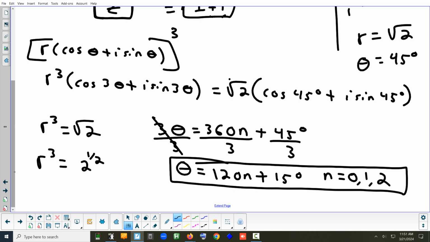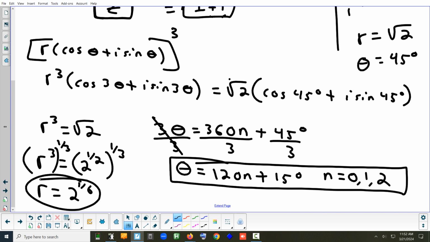If you want to get rid of this 3, what power could you raise each side to do that? Yeah, you could raise each side to the 1/3 power. Because when you have a power to a power, what do you do with the 2 numbers? Multiply. What's 3 times 1/3? 1. That's how you get R by itself. What's 2 to the 1/2 to the 1/3? 2 to the 1/6. There's your radius.